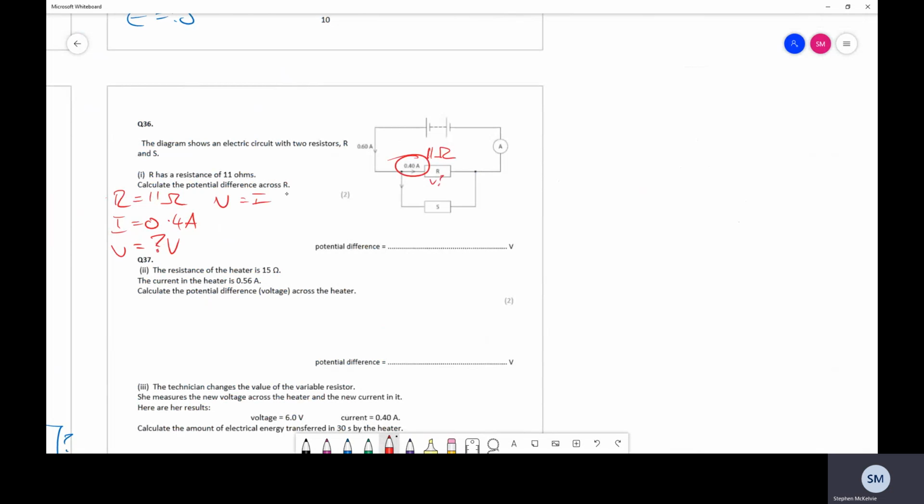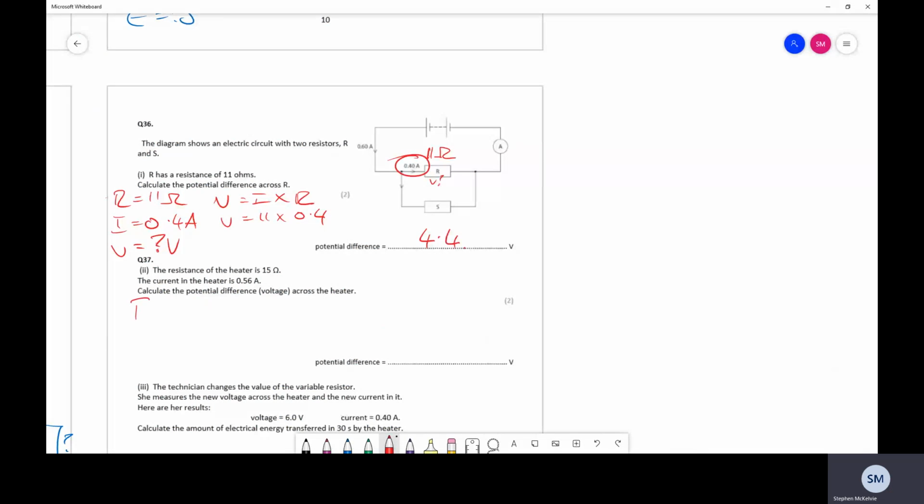V is equal to I times R. V is equal to 11 times 0.4. Well, it's the other way around. It's R times I. I've just written it there. But I like the number 11. It pleases me. Potential difference is 4.4 volts.